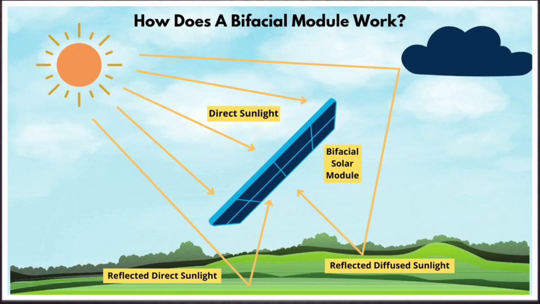In this picture, you can see that direct sunlight hitting the top of the panel will be converted into electrical energy. Similarly, reflected light hitting the bottom of the panel is also converted into electrical energy. So from both sides, this panel is able to generate electric power.